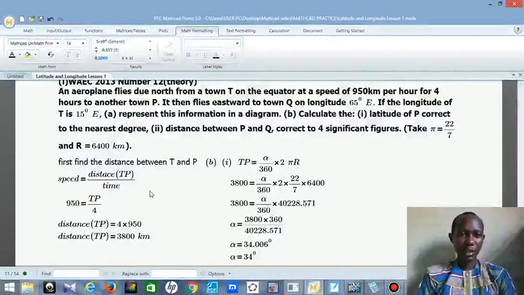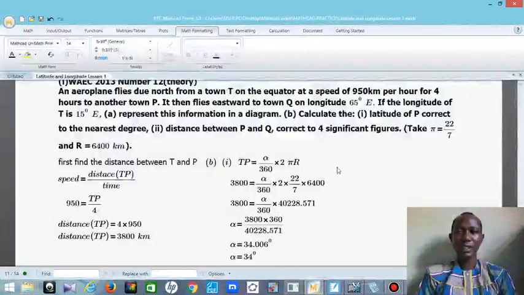You see all what we did? First of all, get your distance using the speed and the time. Then since we know the distance TP, and we know the angle between T and P is alpha, that is the latitude itself, as you saw from the diagram, we use theta over 360 times 2 pi R. Because both of them are standing on a great circle, that's why we use capital letter R. So that is all with that.